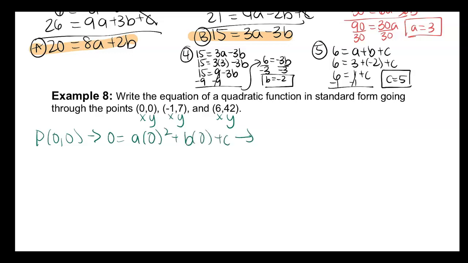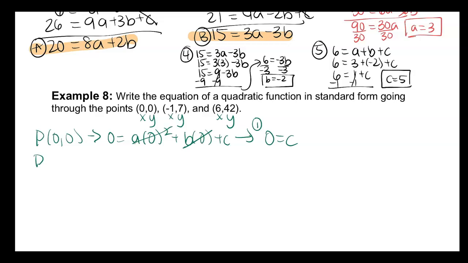Well, think about it. If you're squaring 0, you just get 0. 0 times a is nothing. 0 times b is nothing. So this is a beautiful equation. C is equal to 0. That's your first equation. And technically, if you wanted to write it in the correct form, it's 0 equals c, because it's in the same form that we have here. But c equals 0 is technically your answer.